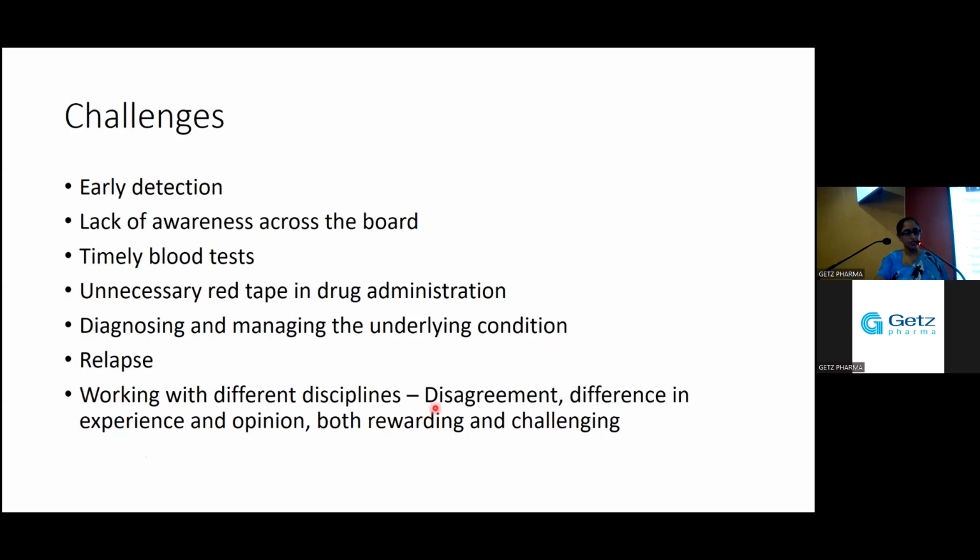Working with different disciplines, with disagreement, difference in experience and opinion, it's both rewarding and challenging. I have learned a lot by arguing with other colleagues, and I have really enjoyed that. For instance, this child, it took us so much to get etoposide brought and dissolved and given. But we did it, but it didn't work.